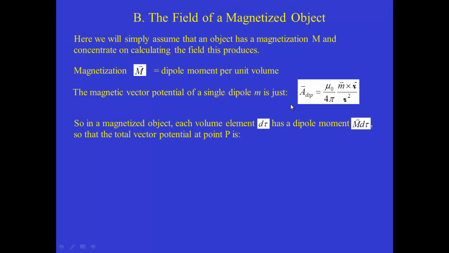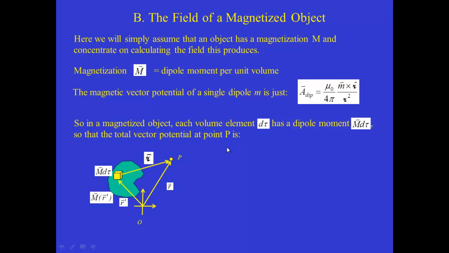Now, in a magnetized object, each volume element, if we divide it up into infinitesimal elements, has a dipole moment, because if M is the magnetization within the object, then the dipole moment per unit volume times a volume gives you the amount of the dipole moment at that location. So by subdividing this magnetized object into little pieces, we can calculate the total vector potential at a point P as follows.